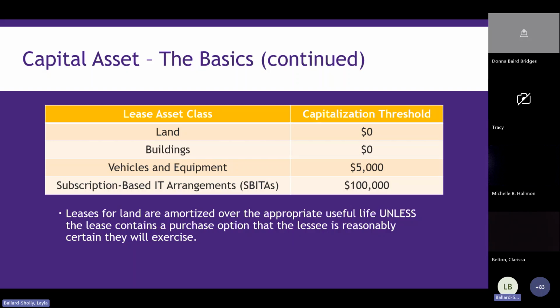It was determined for leases that buildings would not have a threshold. So it's a little different. If you have one that you own, it's 100,000, but for leases, it's 0. You've got to capitalize it no matter what. That's actually true for land too. I didn't mention that.